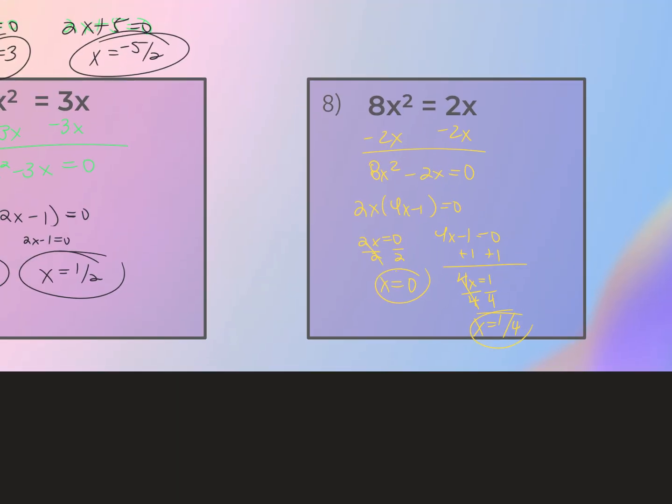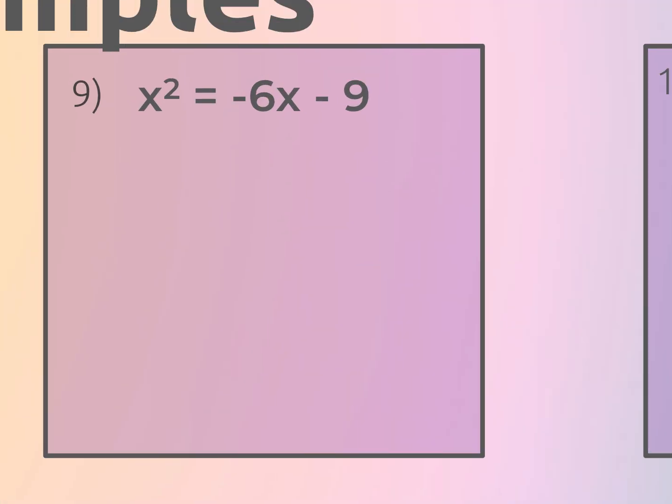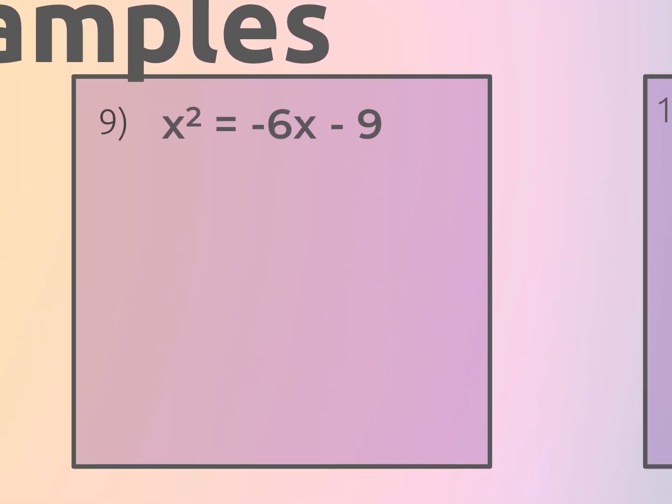I'm going to go to a different look. All right, in a problem like this, we want everything to one side. You are more than welcome to move the x squared to the right. The only thing that happens when you do that is x squared becomes negative. So if I were you, I would move everything to the left. I'm going to add 6x and add 9. So I have x squared plus 6x plus 9 equals 0.